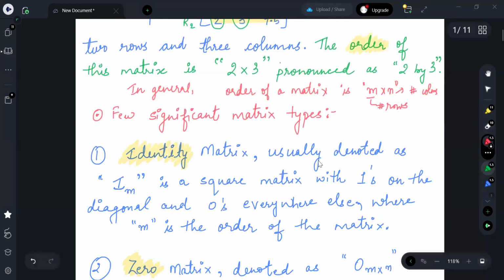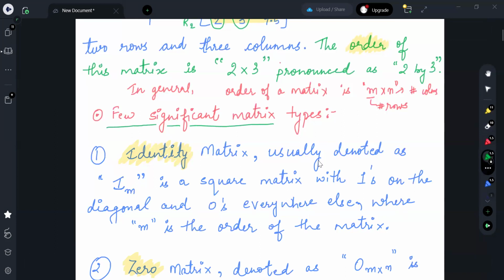The first and most important matrix type that you will study in this course is the identity matrix. Now, what is an identity matrix? We usually denote it as I_m. Why a single entry as the order? Because it is a square matrix with ones on the diagonal and zeros everywhere else, where m is the order of the matrix. Because it's a square matrix, the number of columns must equal the number of rows, and hence I have only one entry as its order.